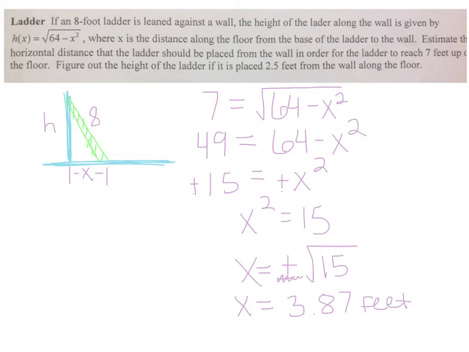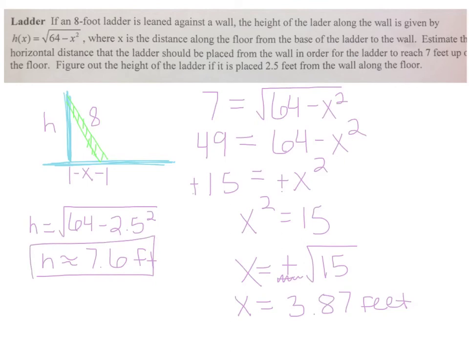Figure out the height of the ladder. So now figure out h, if the ladder is placed 2.5 feet from the wall. So now x is 2.5 feet, so the square root of 64 minus 2.5 squared. And this one's just a plug it straight into your calculator kind of problem, and you will get approximately 7.6 feet. And is that logical? Yes, an 8-foot ladder could lean about 7.6 feet up on the wall. So that's how you do that algebraically.